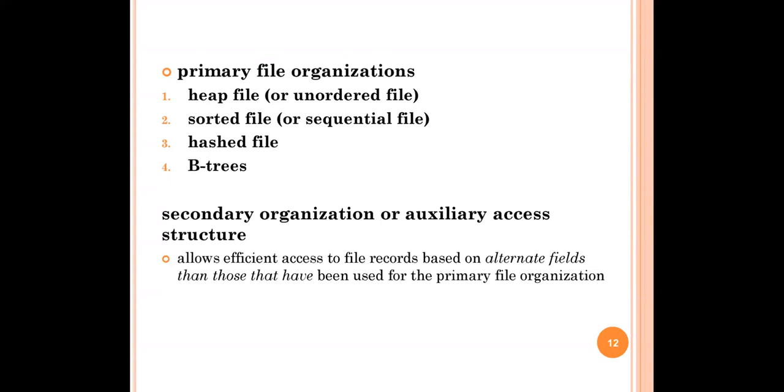The same way, secondary organization or auxiliary access structures allow efficient access to file records based on alternate fields than those that have been used for the primary file organization. So along with the primary key to access the data, we will make use of another alternative key also, through which we can access the data.